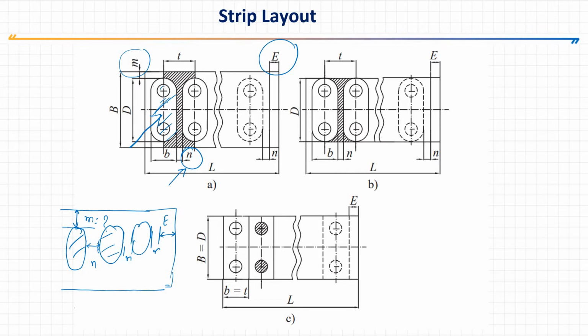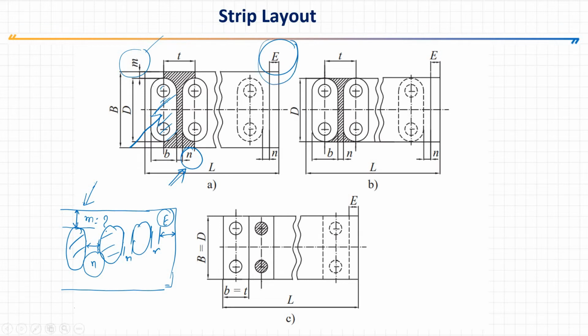So if we know how much we have to keep for these three things, then we can easily design the strip layout for blanking tool. Basically we have to calculate the value of m, the value of n, and the value of e, right? We'll see the formulas and how to calculate all these things. The same things you can see here: this is m, this is n, and this is e.